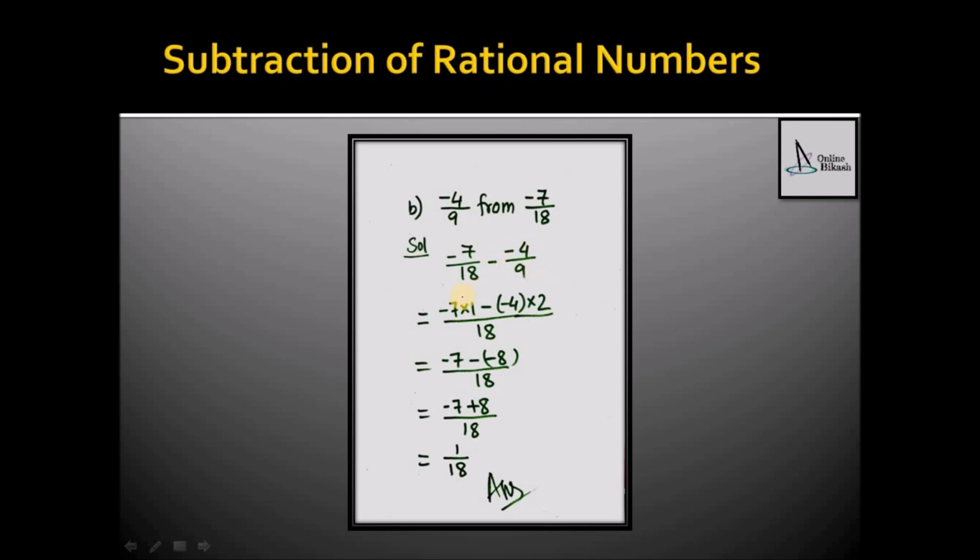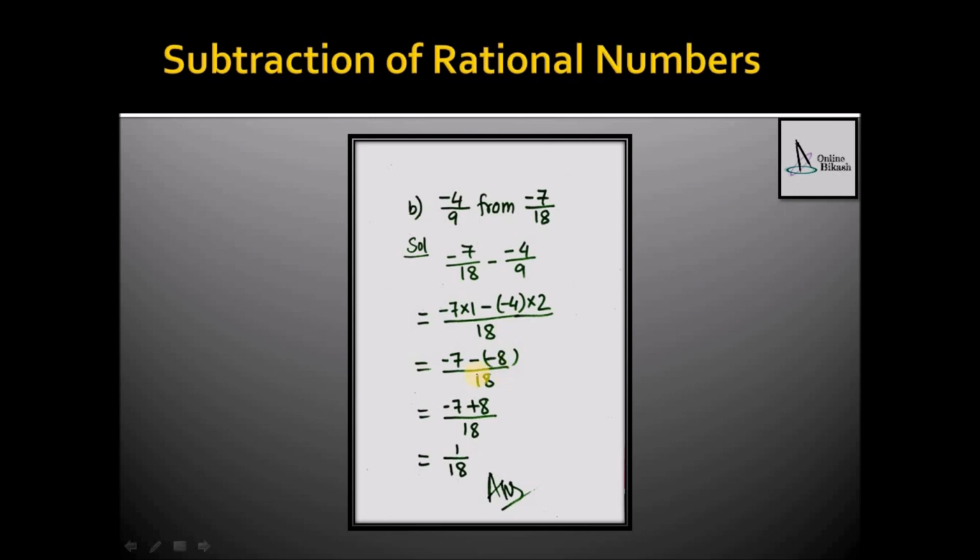So 18 and 9, what is the LCM? 18. With 18, what will multiply to get 18? Simply 1, because 18 ones are 18, so that 1 will be put here. With 9, what will multiply to get 18? 9 twos are 18, so that 2 will be multiplied with minus 4 into 2. This minus sign is placed here, and this is minus 4 and this is into 2. So minus 10 into 1 is minus 10, and minus 4 into 2 is minus 8.